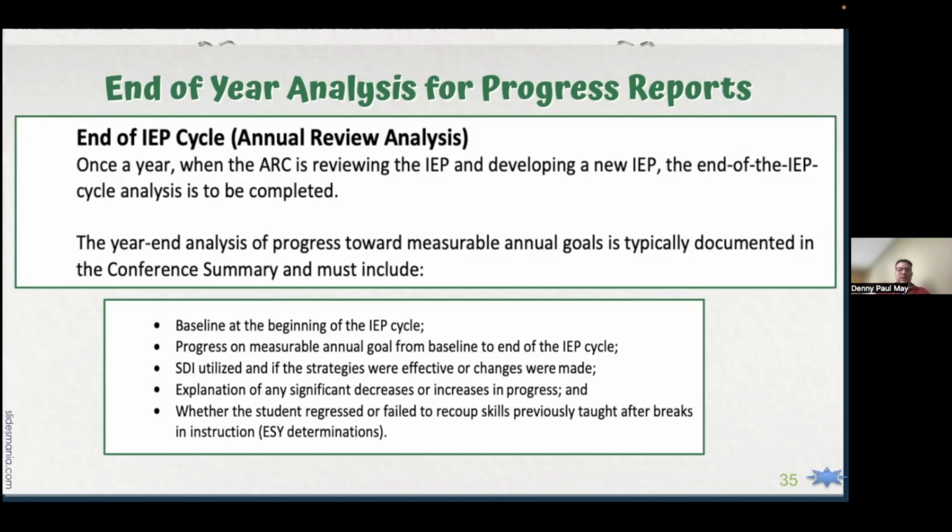And so that needs to be in your conference summary. It needs to be documented in your conference summary that you reviewed the progress and what you were doing that was working so that you can write the goals for the next IEP cycle.